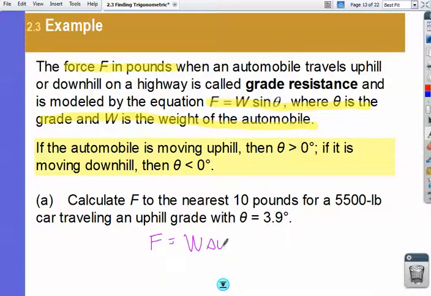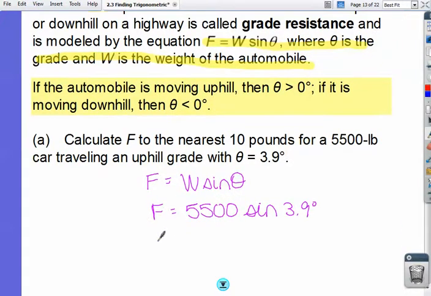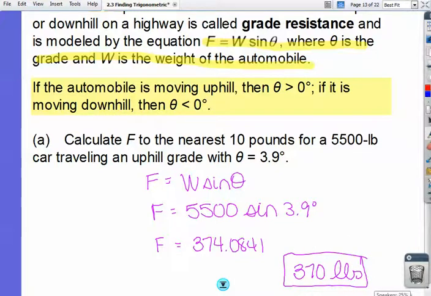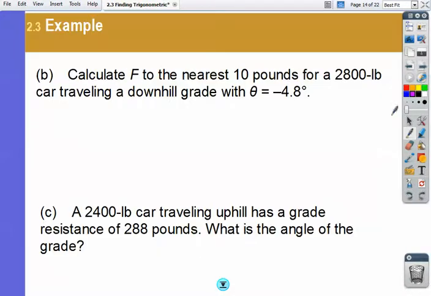So I'm finding my force. Remember I gave you this formula. W is the weight of the automobile, so that's 5,500 times sine 3.9. Type that in. What does that give me? 370... 307. And then I said round it to the nearest 10 pounds. 370 pounds, because force is measured in pounds. Why did you do 370? Just because it said calculate it to the nearest 10 pounds, so I just told you to round to 10 pounds.